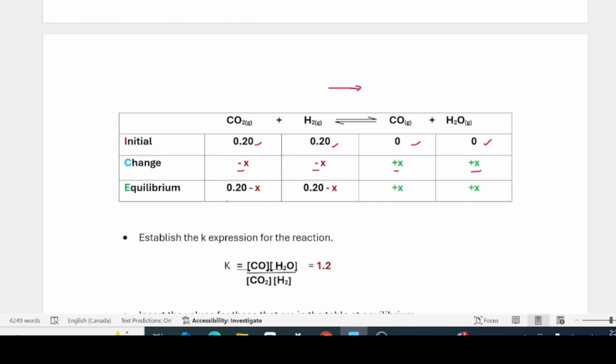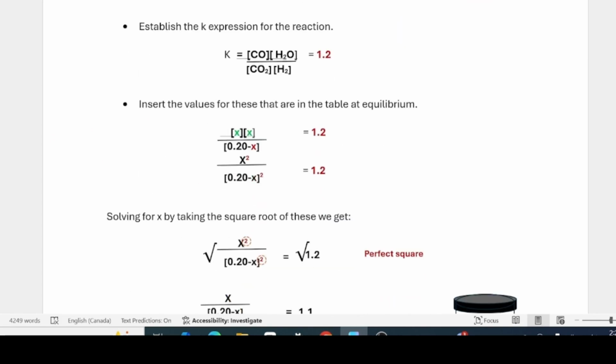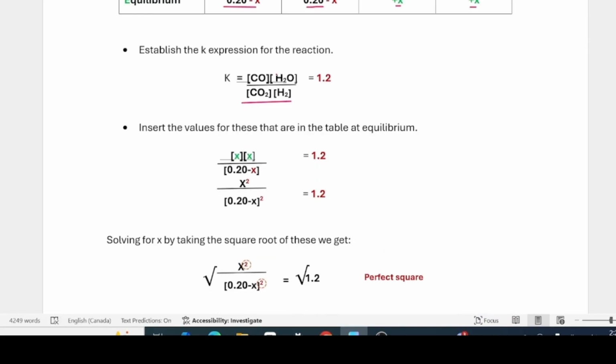So at equilibrium, we're going to have that for carbon dioxide, that for hydrogen, that for carbon monoxide, and that for water. Setting up our equilibrium constant expression, we get this, and that is equal to 1.2. We do not know what these are, so we put x to represent those, and these ones will be represented by 0.20 minus x squared, because we're having this twice, right? And that is equal to 1.2.